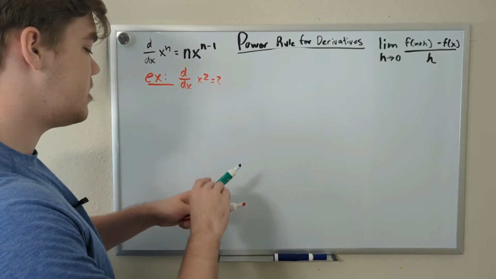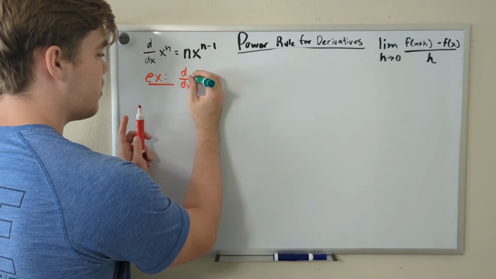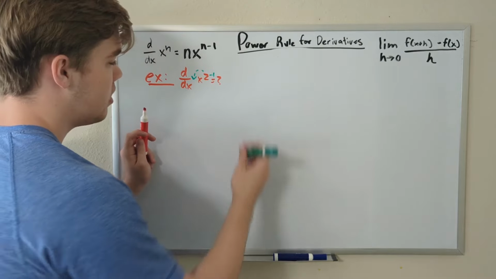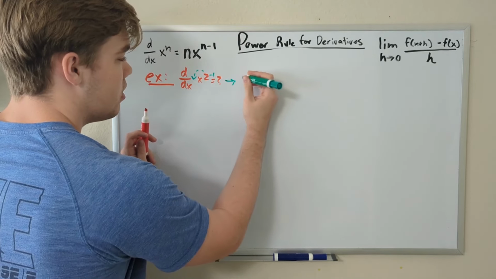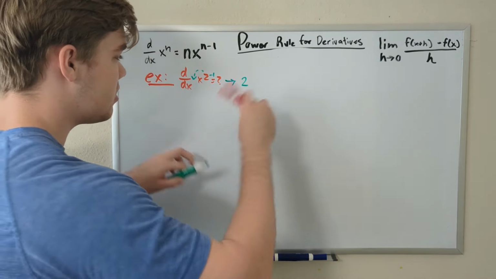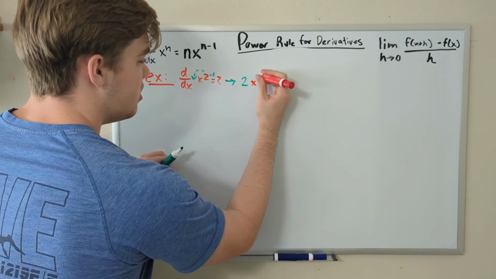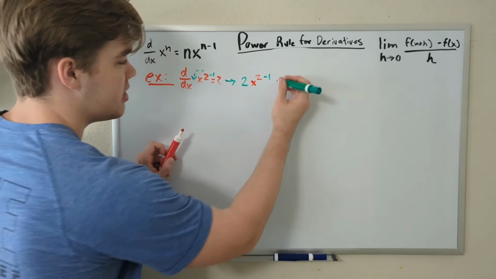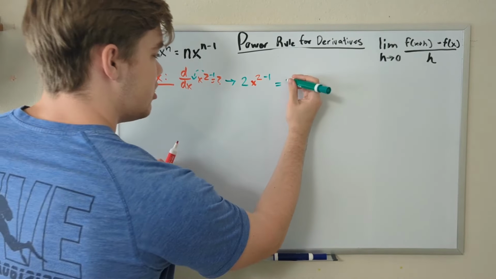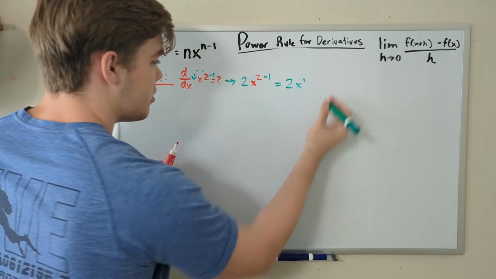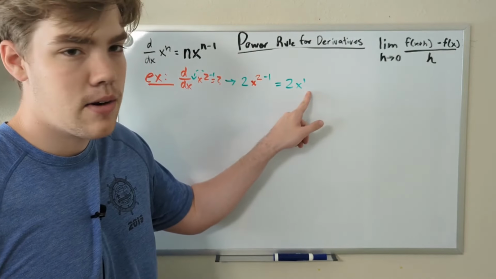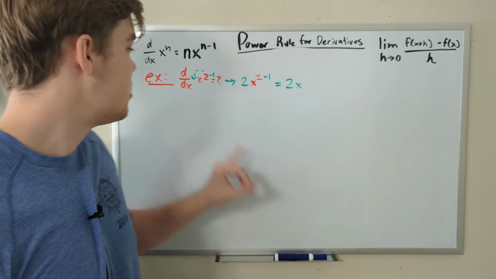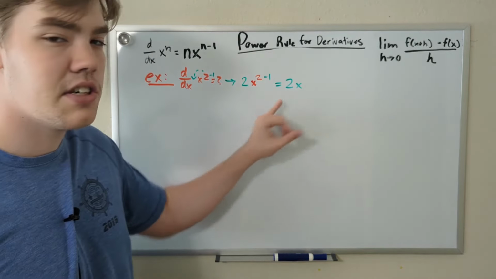First of all, what we have to do is bring down our 2 to the front, our n value. And then we just need to subtract 1 from 2. So this now turns into 2, which has been brought down to the front, x to the 2 minus 1 power. Of course, this is now equal to 2x to the first power. But remember, anything to the first power is just itself, so we don't even have to write the first power. This is just implied. So the derivative of x squared is just 2x.